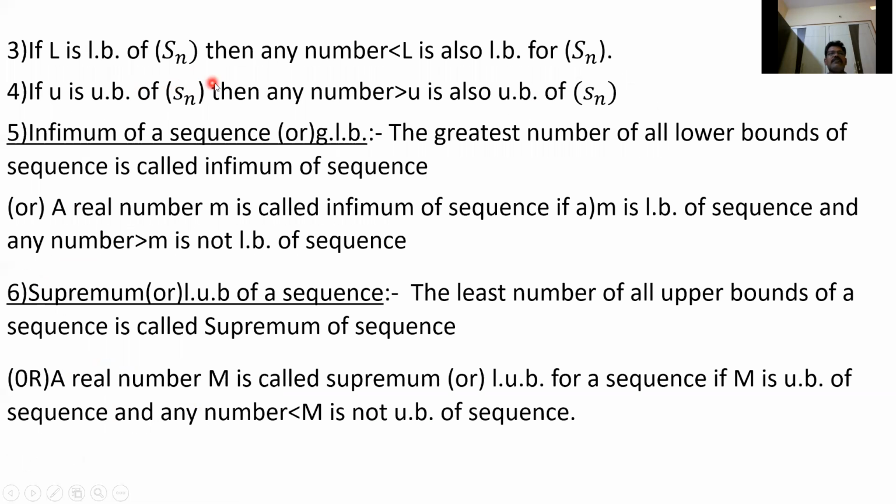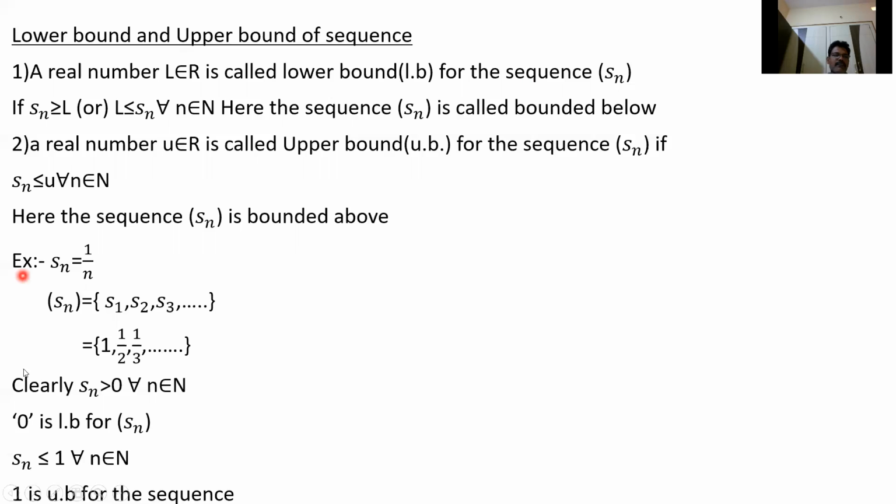If L is a lower bound of the sequence Sn, then any number less than L is also a lower bound for Sn. And also, if U is an upper bound of Sn, where UB means upper bound and LB means lower bound, then any number greater than U is also an upper bound of Sn. For example, here 1 is an upper bound for the sequence. Take any number greater than 1, for example 3. Now 3 is also an upper bound because every term in the sequence Sn is less than 3 for all n belonging to N. Therefore 3 is also an upper bound of the sequence.